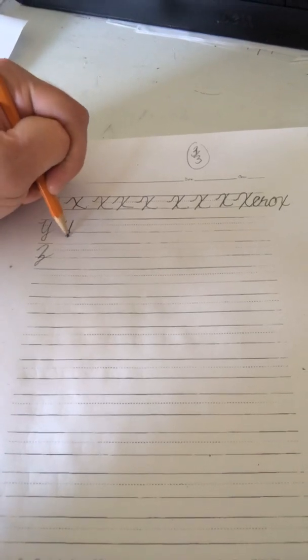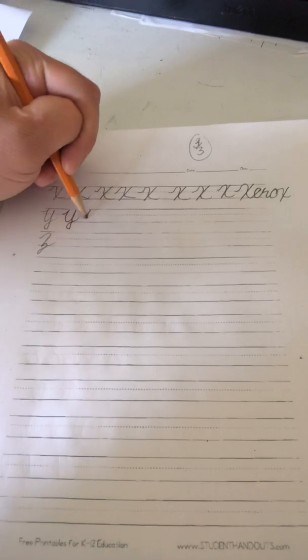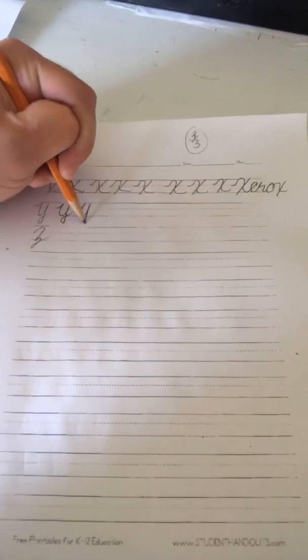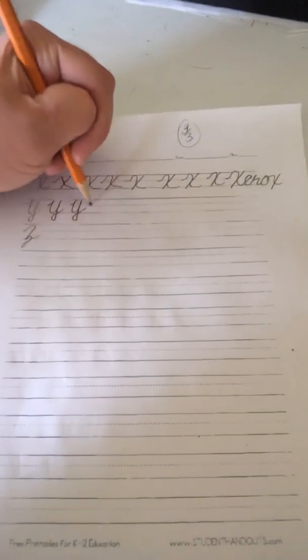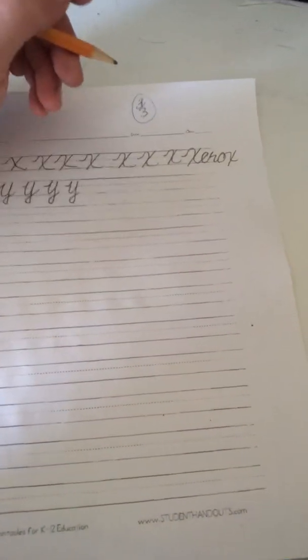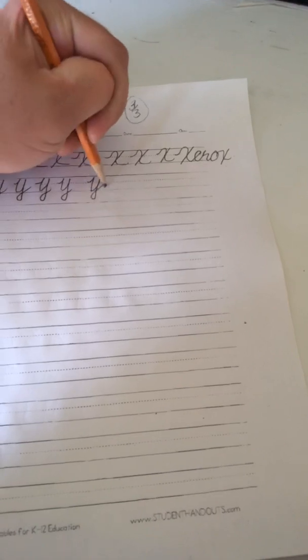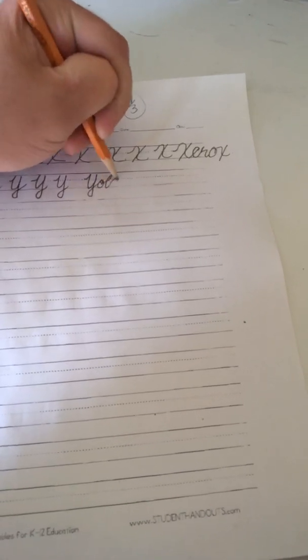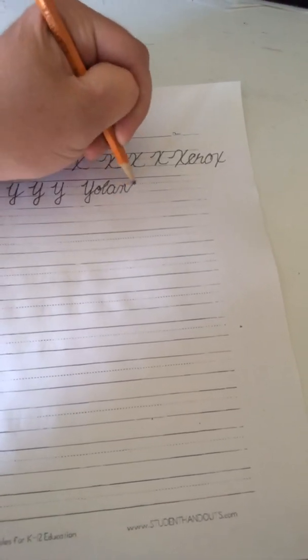A Y is just like a capital U, up and down, but you go halfway below the line, cross it, and come over. So it's a capital U that has a little stick below the line, cross to the left, and over. Okay. And maybe this person's name is Yolanda.